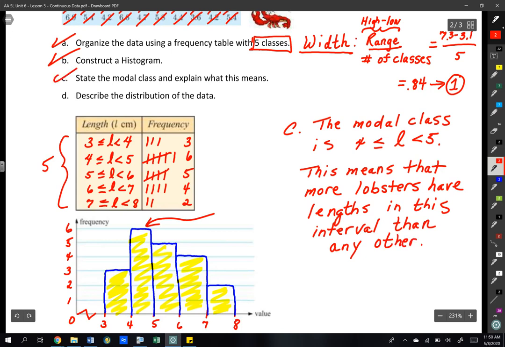All right, the last question, describe the distribution of data. As you know, I like to draw a line over my data so I get a feel for it. All right, and in this case, the data is skewed on the right. So that means that our data is positively skewed, right.